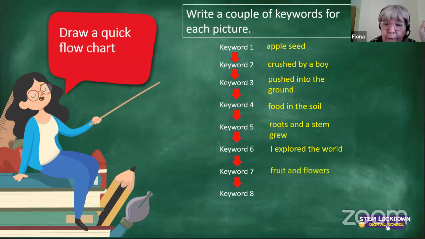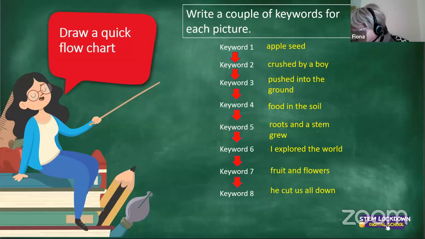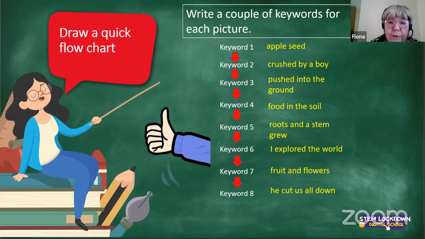Then for keyword number 7, I put fruit and flowers, but you could have put other things, because the tree was so happy because the birds came, the children came. And the last keyword, when the man came with the axe, I put he cut us down. Right. Now I must just keep my eye on the time here. Okay, so we got all the keywords. Good. I hope your keywords were similar to mine. If you now had to give a talk, you would just look at your keywords and you would remember the different things that you heard. So, well done, everybody.